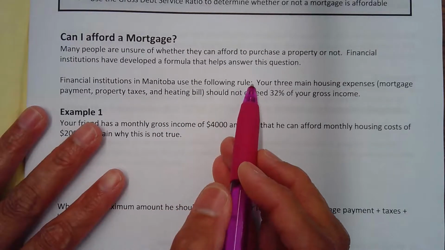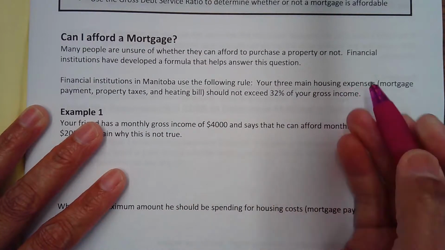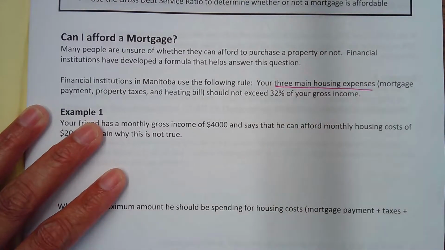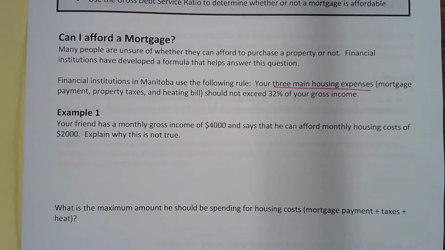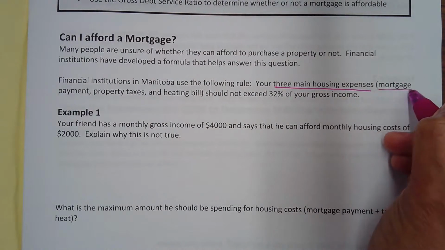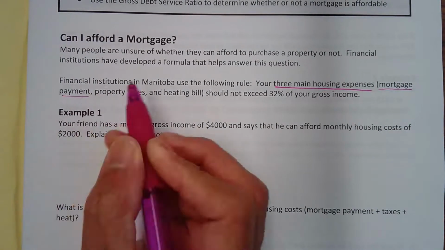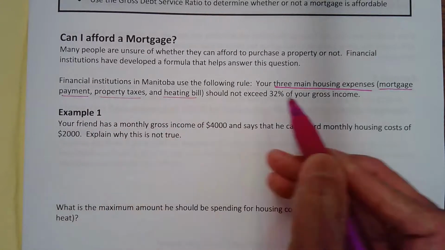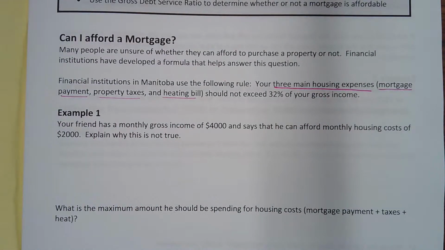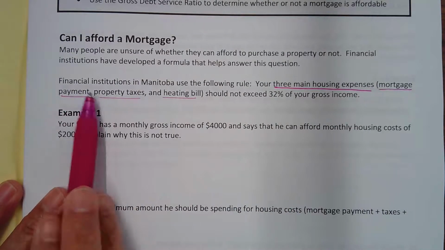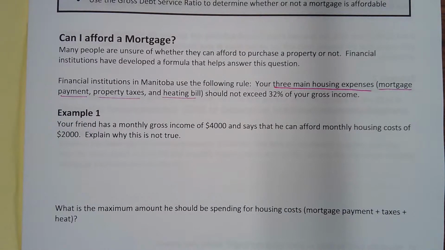Use the following rule. Your 3 main housing expenses are the mortgage payment, the property tax, and heating. So all of these are part of your housing expenses. Okay? All these 3 things that we have to pay for when we have a home should not exceed 32%.